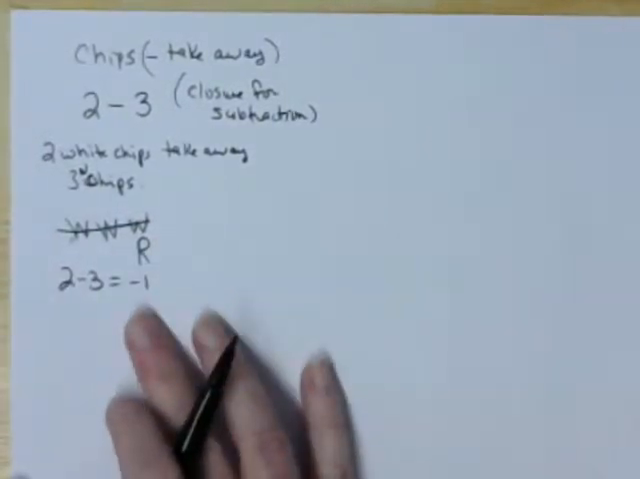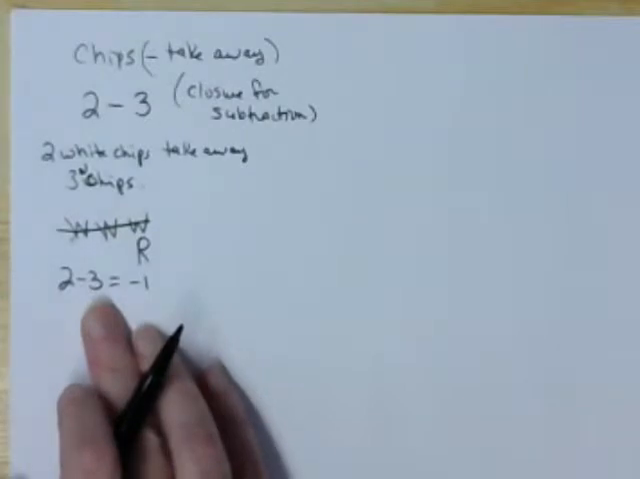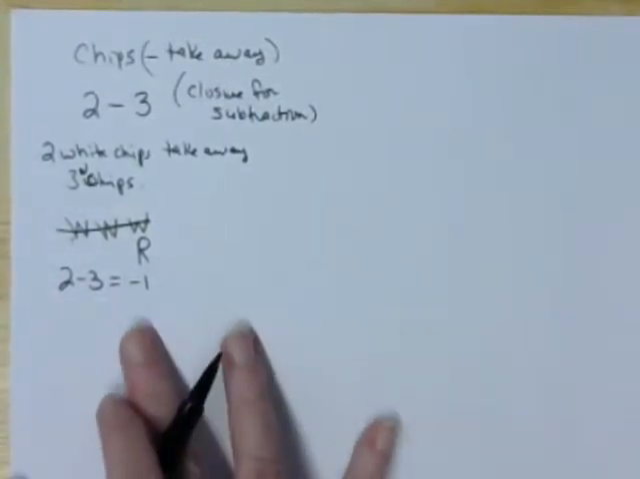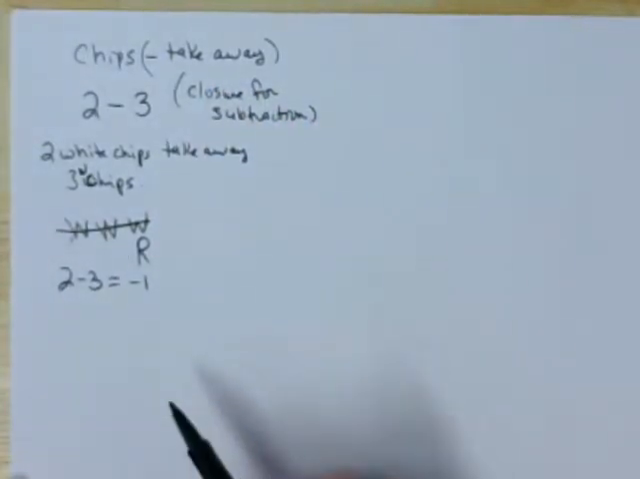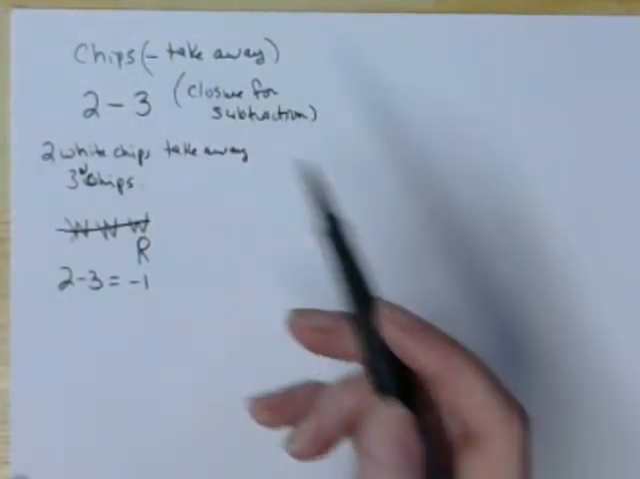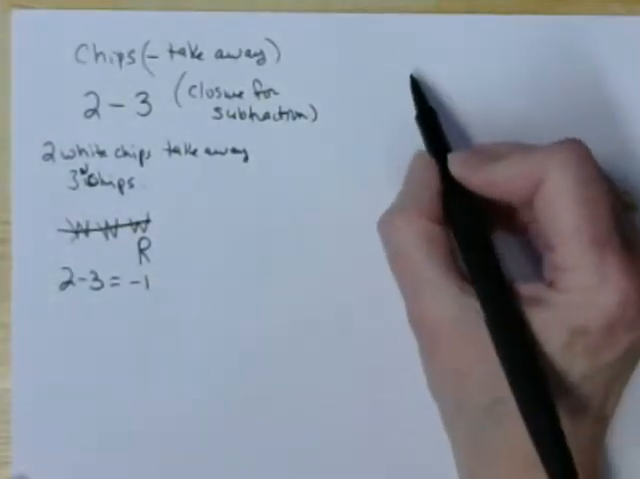All right, that probably will take you a little getting used to because you're going to want to change that to plus the opposite of 3. But we don't want to do that with the chip model. The idea is we're going to do take away for our subtraction. And we have to take away what's told to us in the subtraction problem. All right, so how does that translate into a number line idea?